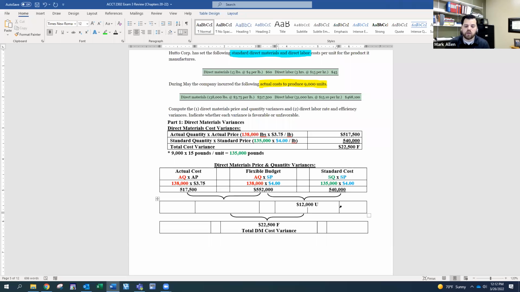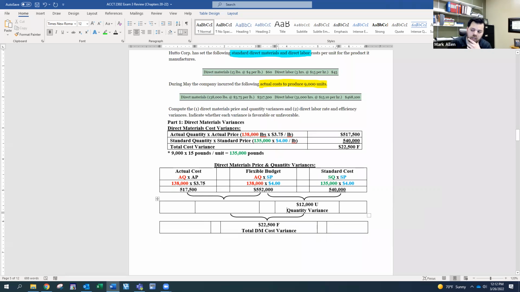Now, if you look at what's actually changing in these two, notice how they're both being multiplied by standard price. But notice the quantity is different. This is my quantity variance. And it should not be at all surprising that it came out to be unfavorable. How would I have known that it should be unfavorable? Well, you actually used 138,000 pounds. You were only supposed to use 135. You used too much material. That means this is unfavorable. And that's how, before I even looked at the math, I knew this sign had to be unfavorable.